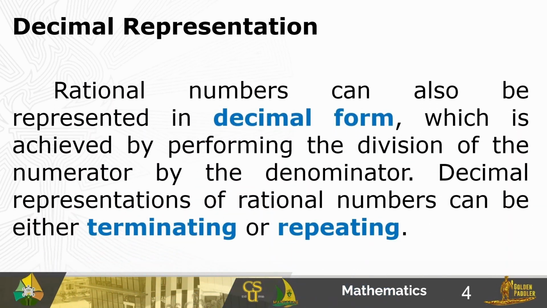Now we have the decimal representation. A rational number can also be represented in decimal form, which is achieved by performing the division of the numerator by the denominator. Decimal representations of rational numbers can be either terminating or repeating.